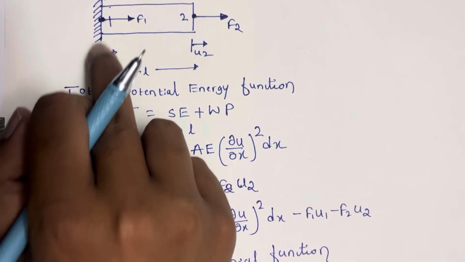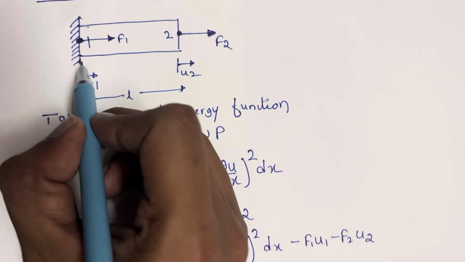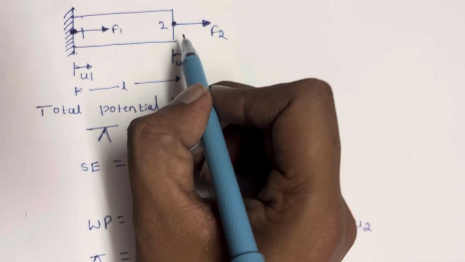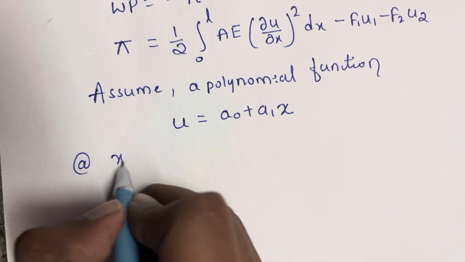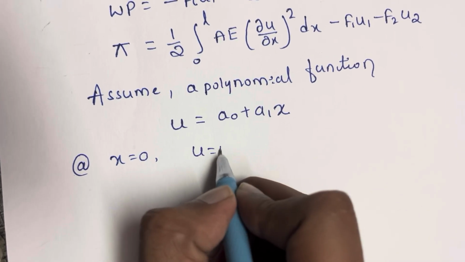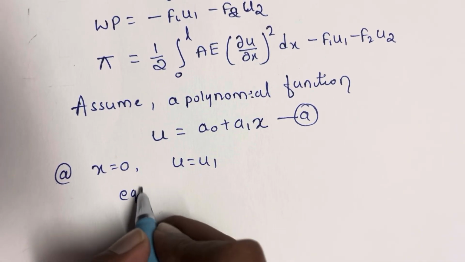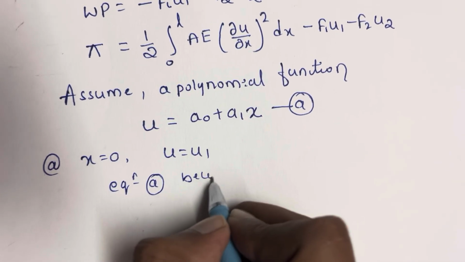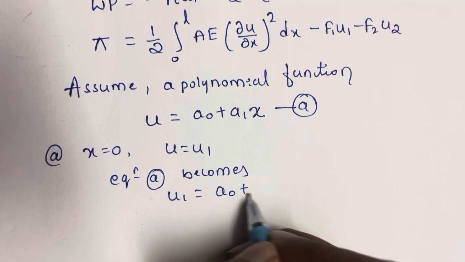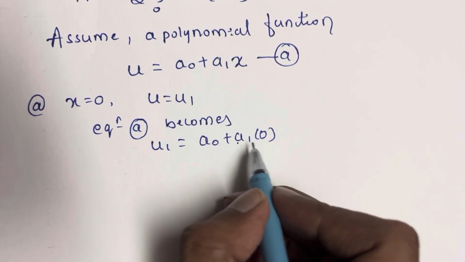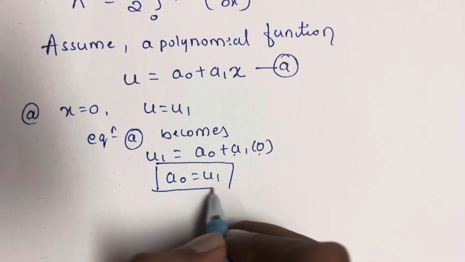The total length is L. At the starting point x will be 0. At x equal to 0, the displacement will be u1. At x equal to L, the displacement will be u2. First, at x equal to 0, u is equal to u1. I will call it equation A. Equation A becomes u is equal to u1, a0 as it is plus a1 x, x is 0, anything into 0 will be 0, so a0 is equal to u1.